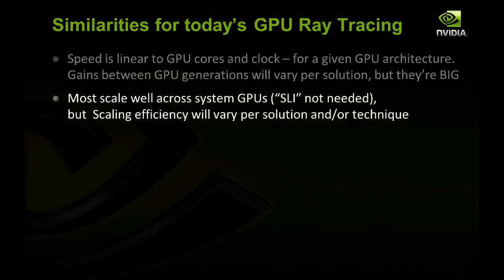Also, the scaling efficiency going across GPUs is going to vary according to your application type, what your technique is. The slower your technique, if you have something that's very computational, you're going to scale really well. Path tracing, for example, scales very well because there's a lot to be computed. If you're doing something super simple, like Whitted-style ray tracing or Cook-style ray tracing, you can actually barely get any benefit from the second GPU because it's so fast on the first GPU, right? We've had some of those challenges.